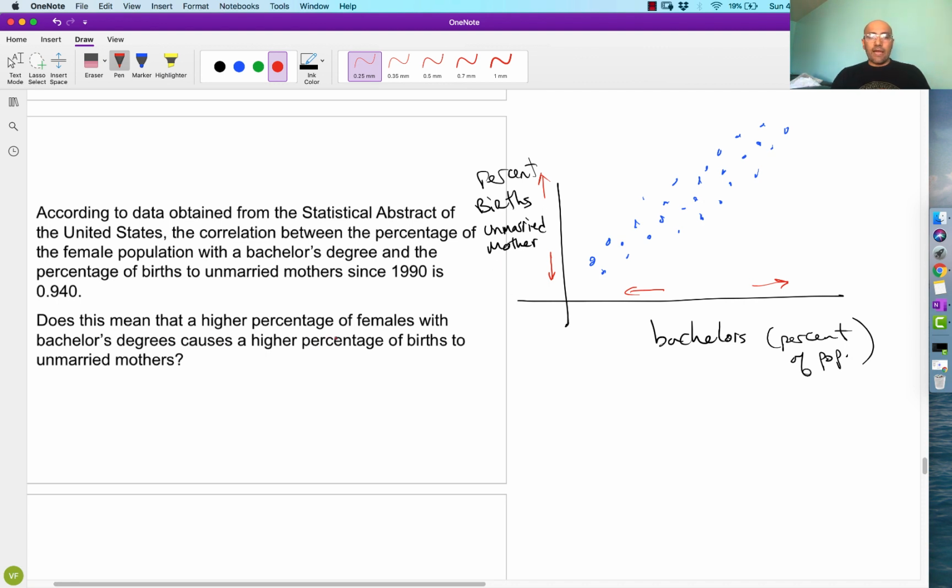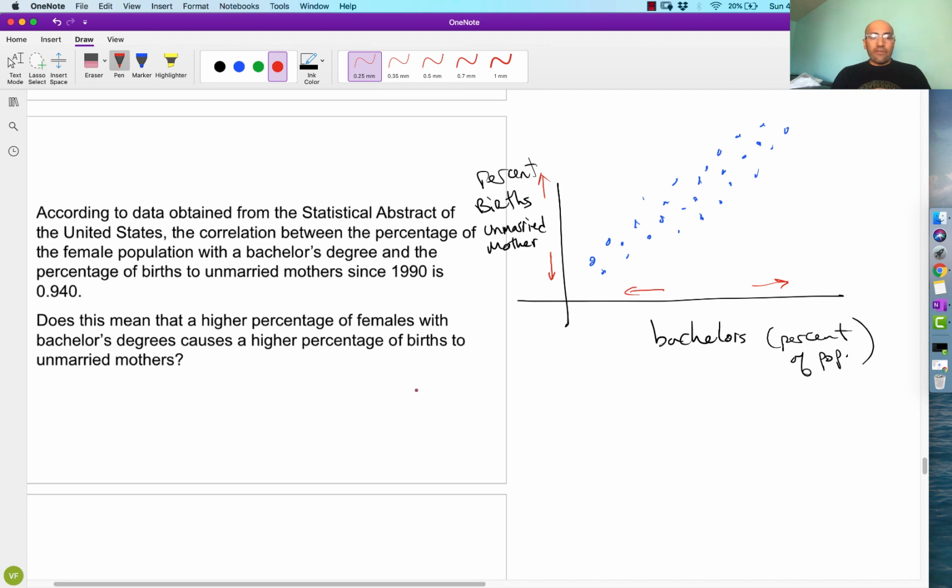Does this mean that a higher percentage of females with a bachelor's degree causes a higher percent of births to unmarried mothers? Does this mean that if we come in and manipulate this, get more females to get a bachelor's degree, this will automatically also be affected? Or the other way around: what if we stop women from getting a bachelor's degree? Is that going to automatically reduce the percentage of births to unmarried mothers?